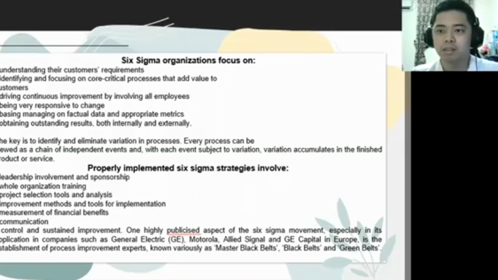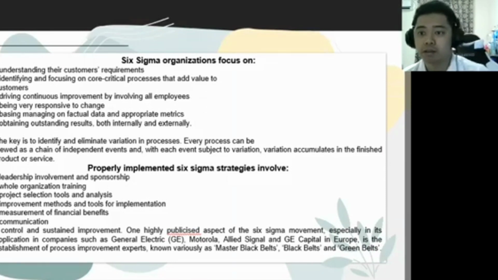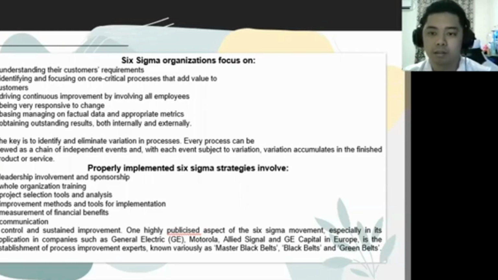My report is about what Six Sigma organizations focus on. Number 1 is understanding their customers' requirements. Next is identifying and focusing on critical processes that add value to customers. The third one is driving continuous improvement by involving all employees. Next is being very responsive to change. Then basing management on factual data and appropriate metrics. Then last is obtaining outstanding results, both internally and externally.